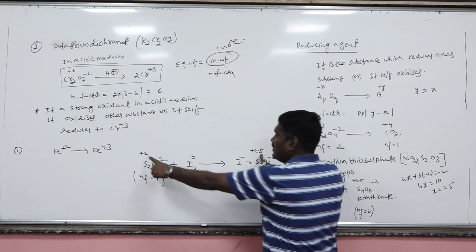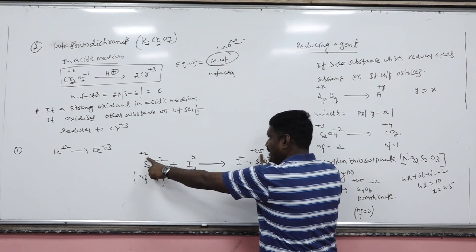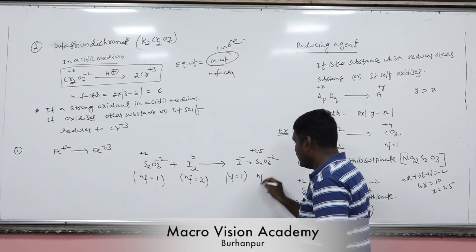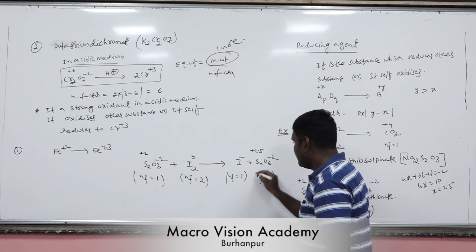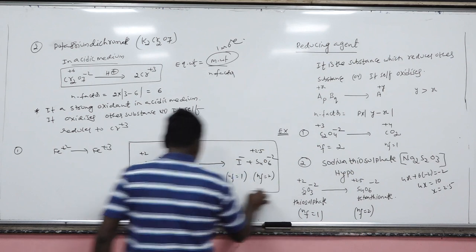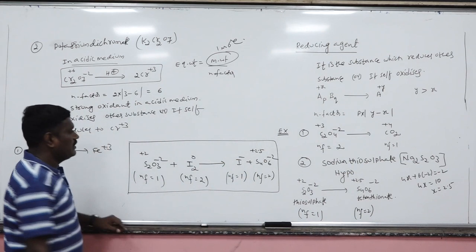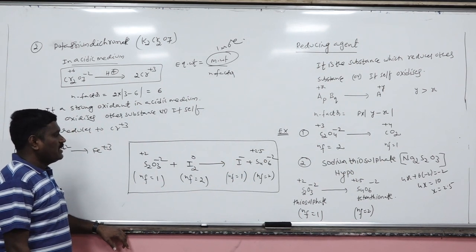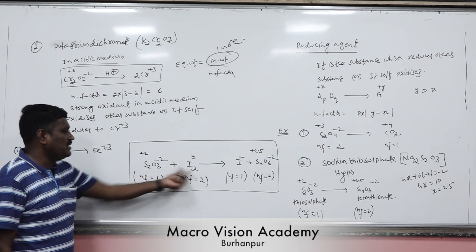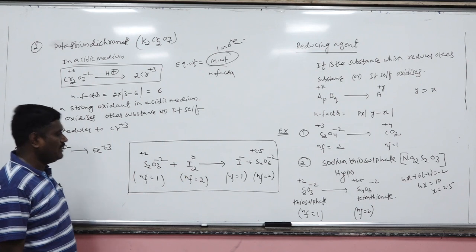Here 2.5 changes to 2, change is 0.5 per sulfur. There are total 4 sulfur, 0.5 into 4, that will be 2. This is a very important equation. We will discuss it in continuation problems. So, estimation of iodine by using hypo. Are you getting my point?